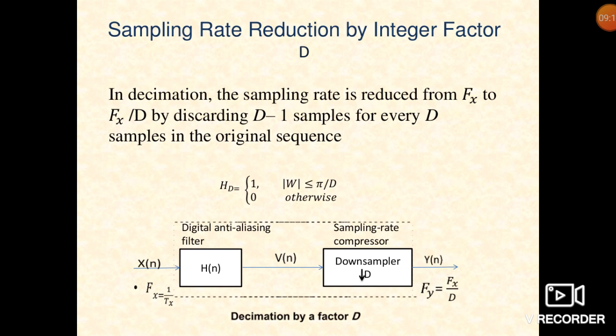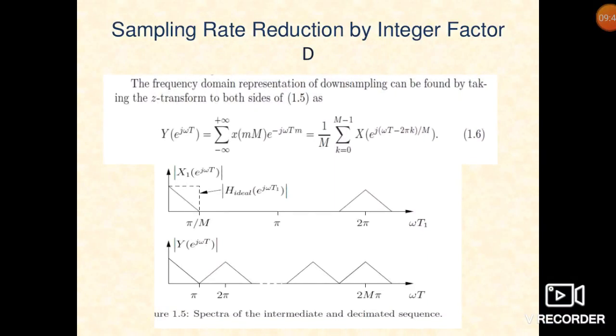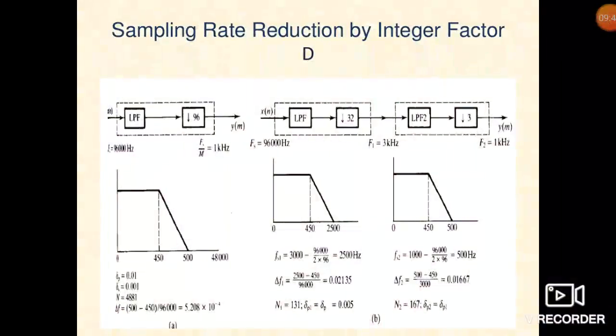The combination of the downsampling and the low pass filter, which we can call an anti-aliasing filter, we call decimation. What we have learned about reducing the number of samples by discarding the D minus 1 samples belongs to the downsampling part. And to remove the aliasing, we apply the low pass filter, which we call the anti-aliasing filter. Both of these together we call decimation. So this is about the decimation part.